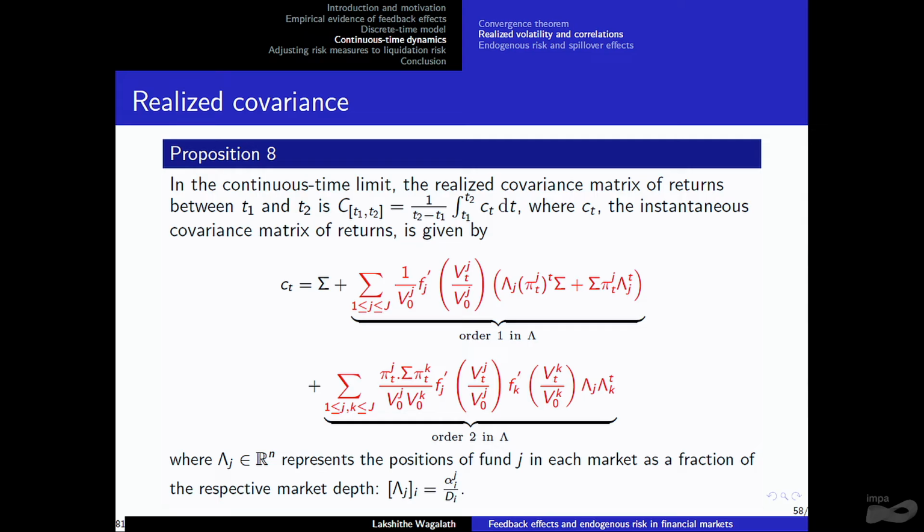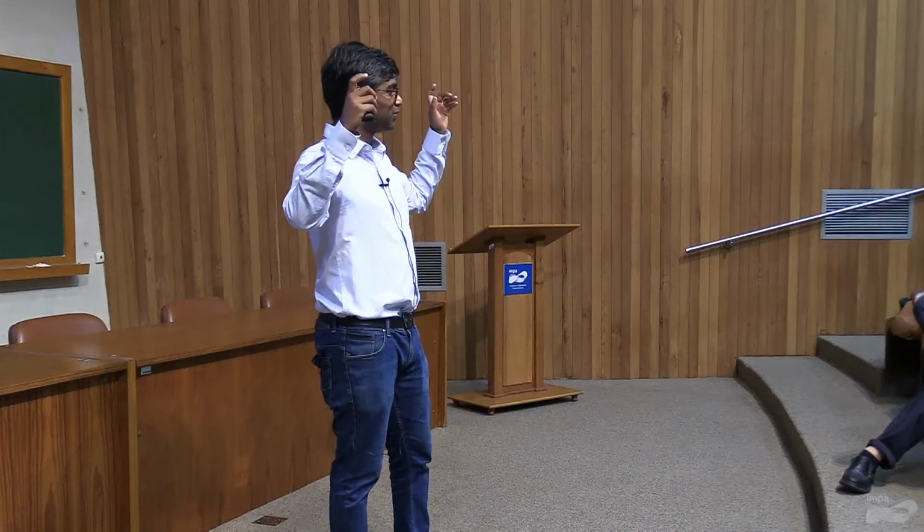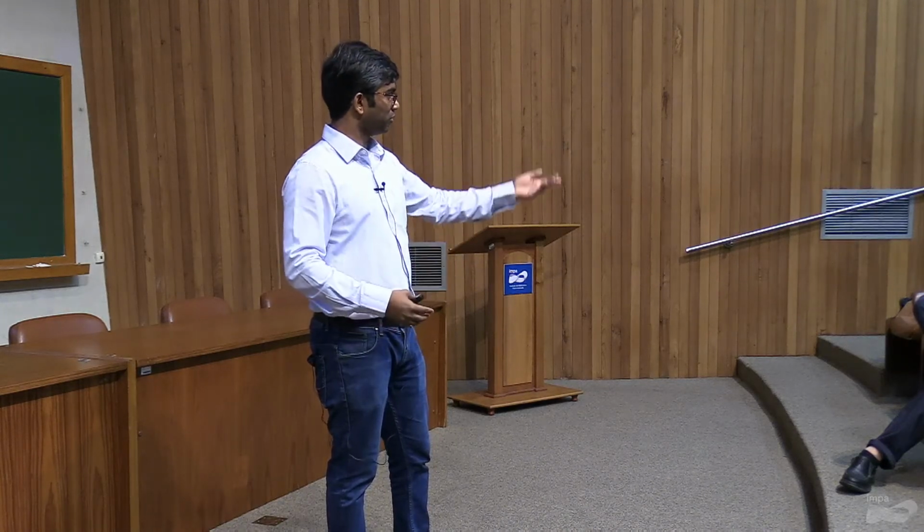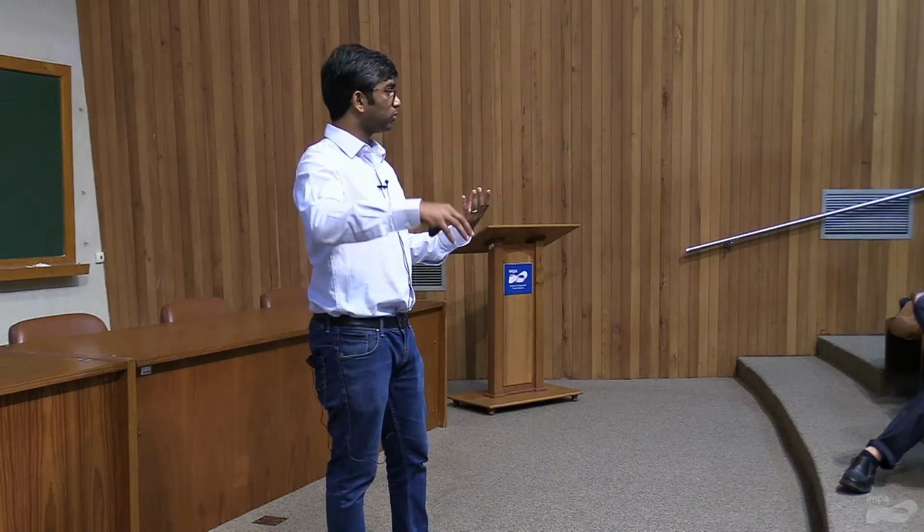So the idea is to say, okay, you start with your favorite covariance matrix type, right? It can be, I don't know, a V-shaped or mean reversion or something like that. And you add to that those endogenous effects.